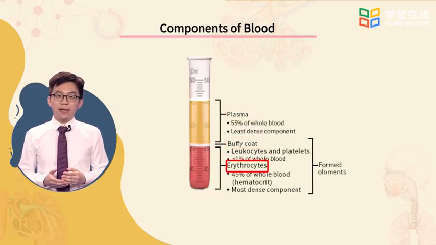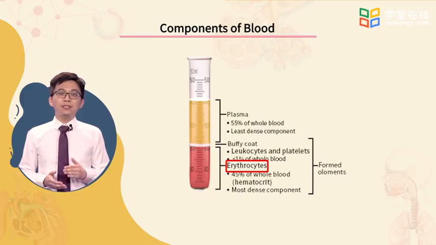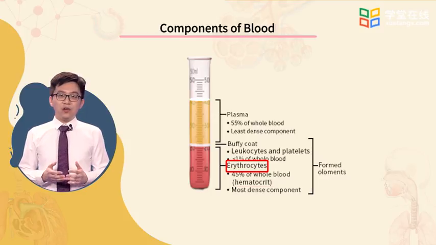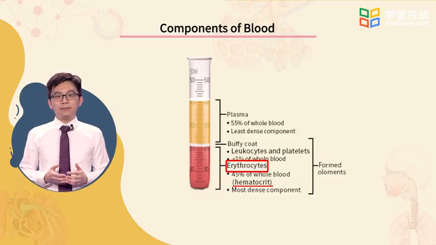Most of the reddish mass at the bottom of the tube is erythrocytes, which, as you all know, carry oxygen and carbon dioxide. The percentage of red cells in the whole blood is known as the hematocrit, with a normal range between 38 to 48%. A decrease or increased hematocrit may indicate disorders in the red blood cells.